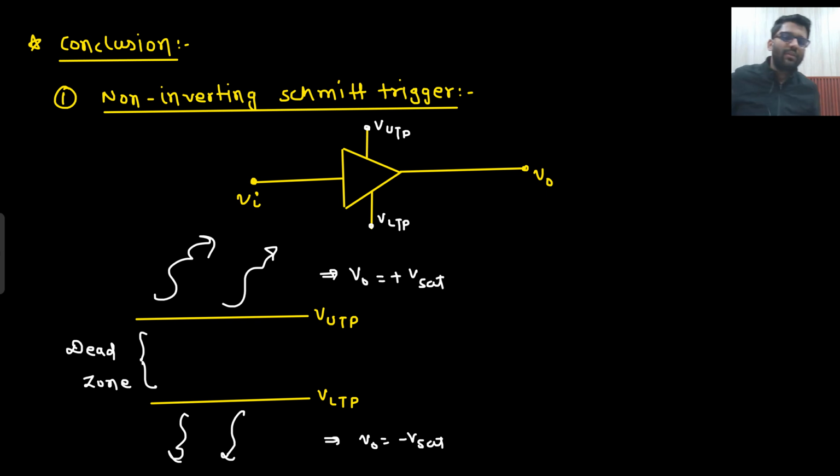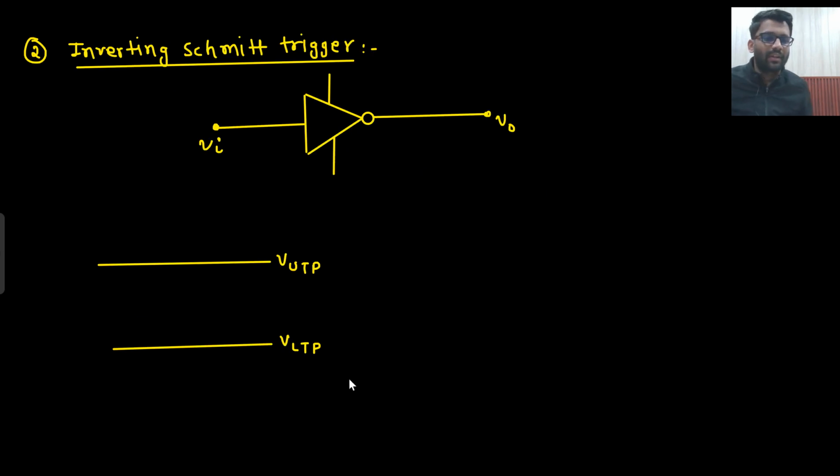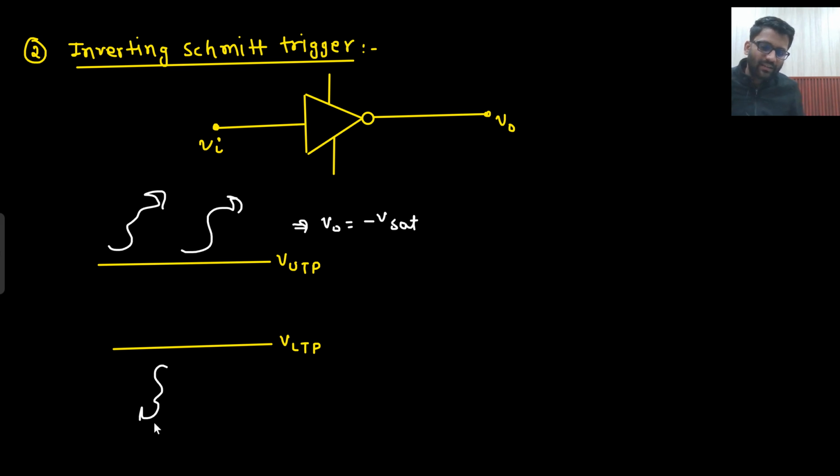Right? What about the inverting Schmitt trigger? Inverting Schmitt trigger says the opposite. If it is greater, then output should be minus V set. And if it is lesser, then output should be plus V set. In between, what is the scene? In between, there is a dead zone.